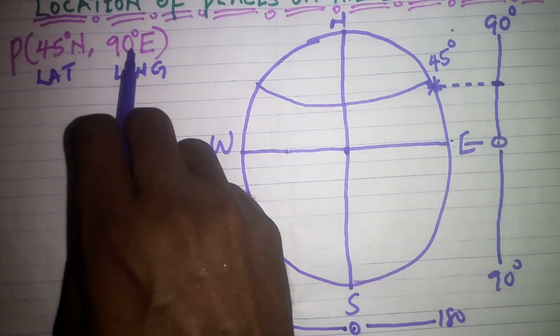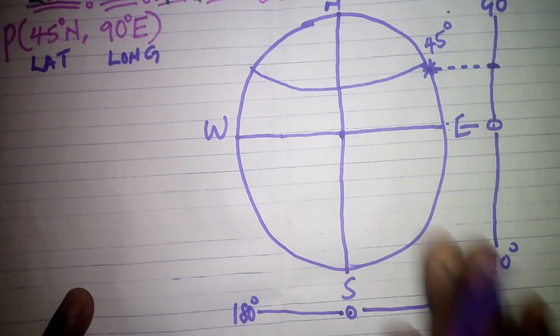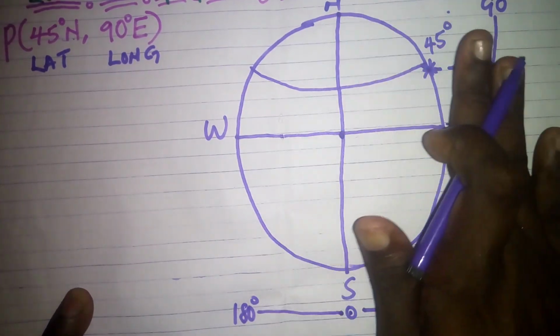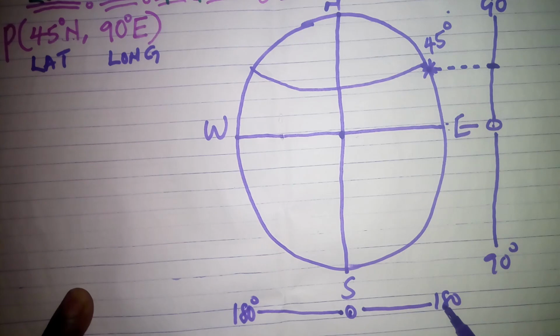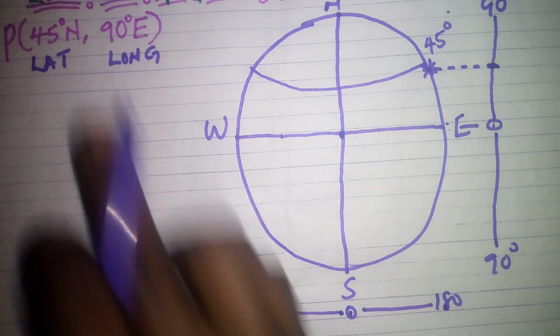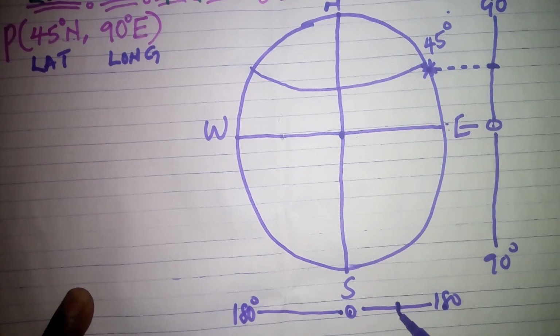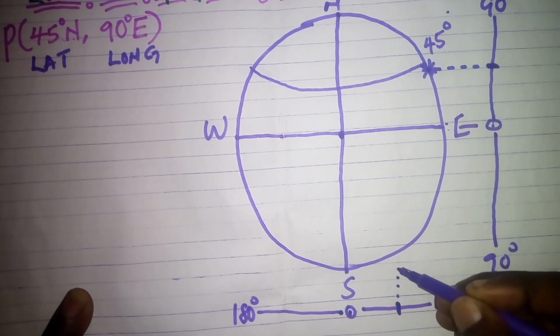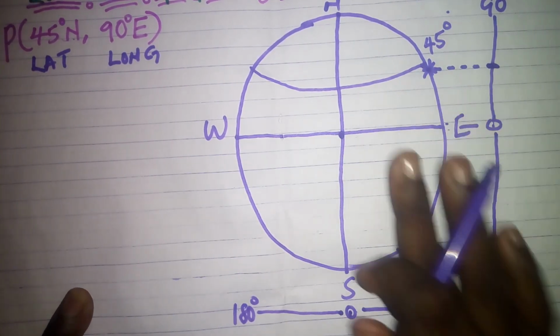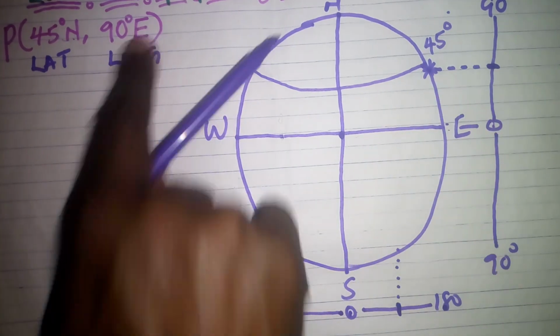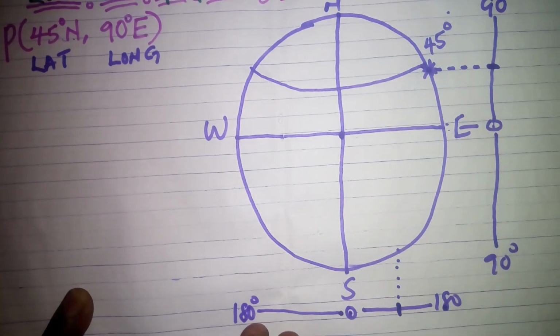But this one is 90 degrees due east. So this is the part that is due east, and from here to here is also 180. So I have to fix 90. So 90 will be midway between 0 and 180 here. So I'll trace it up. Due east, I'm using this part because this is due east. If it was due west, I'd have used this 0 to 180.